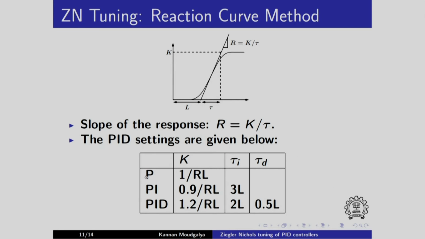If you want to use only proportional controller, here is the setting for K value. If you want to use a PI controller, here is the setting. The last line denotes the PID setting. You have to remember to use consistent units, especially for time.